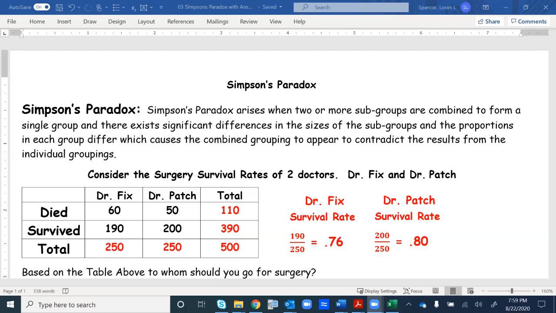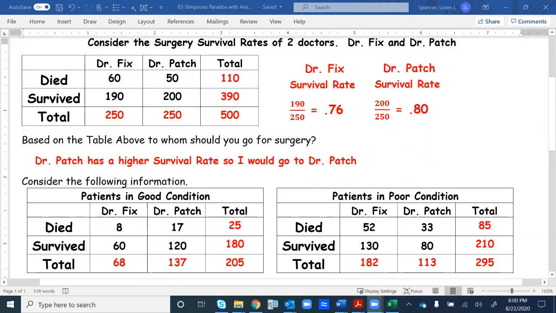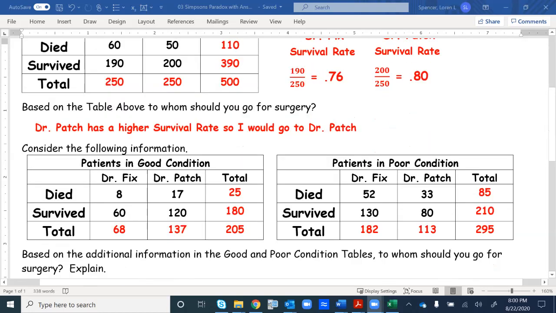So when we look at the proportion, the survival rate, Dr. Fix had a survival rate of 76%, while Dr. Patch's survival rate is 80%. So based on that table above, I'm like, gosh, I'd like to survive this surgery. I'm choosing Dr. Patch over Dr. Fix, everything else being equal, because Dr. Patch looks like he has a better survival rate. Okay?